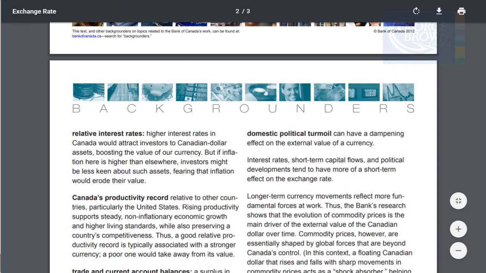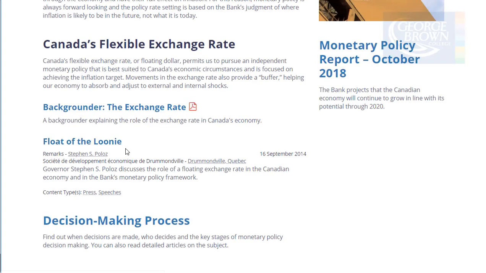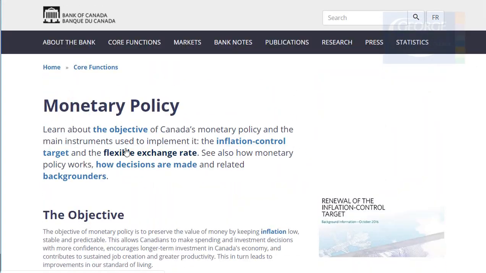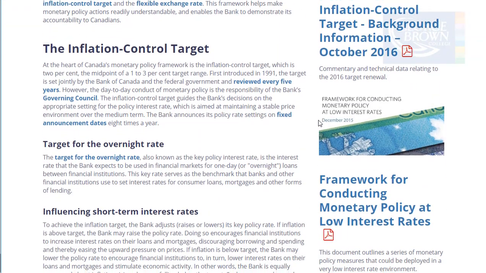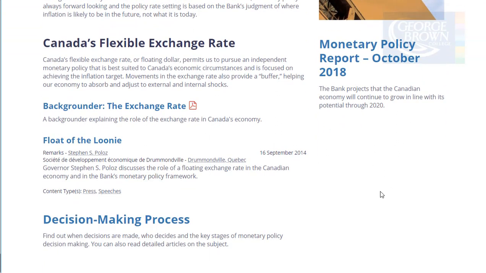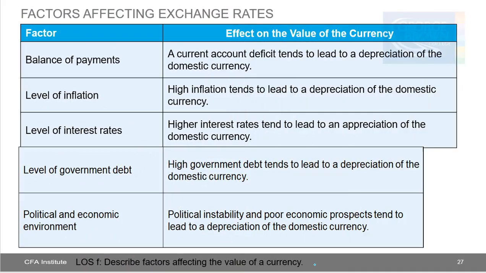So again, I just want to show you that bringing the real world into the classroom, when we're talking about monetary policy in the chapter on macroeconomics, go and look at the Bank of Canada. Similarly, when we're talking about flexible exchange rate regimes, have a look at a central bank. In this case, I'm using Canada again, and it gives you some pretty good background information around the exchange rate. Learning outcome statement F is: describe factors affecting the value of the currency.